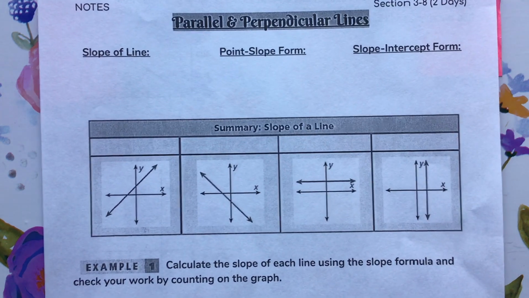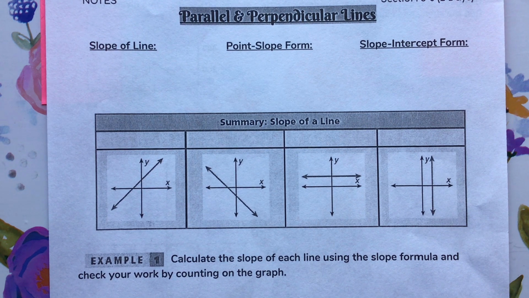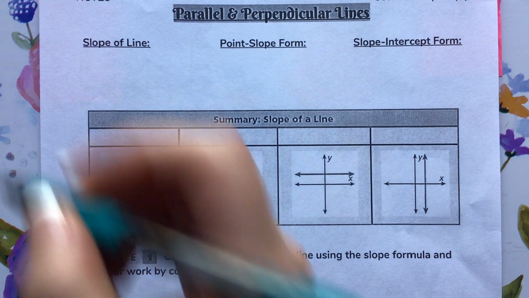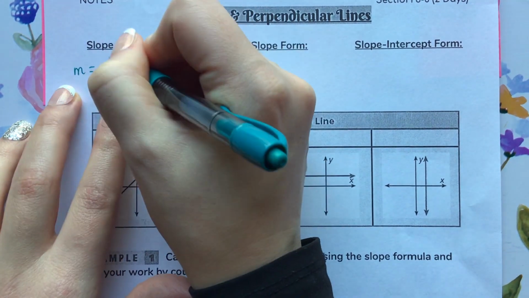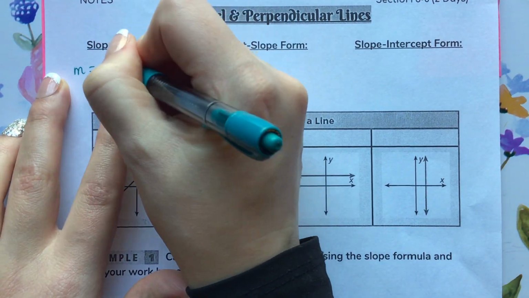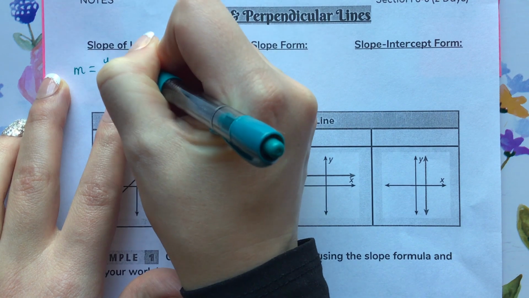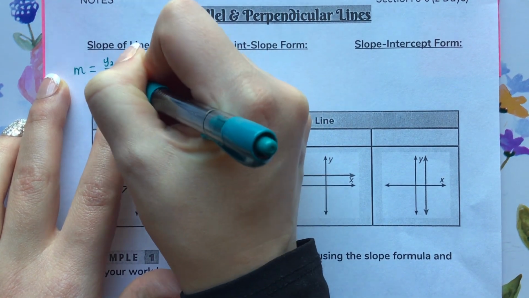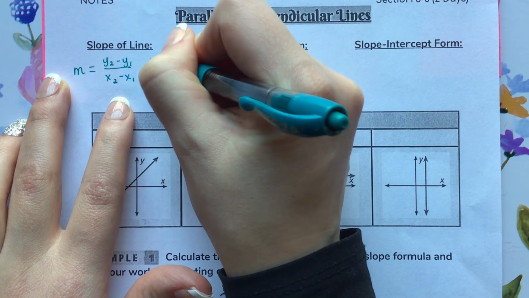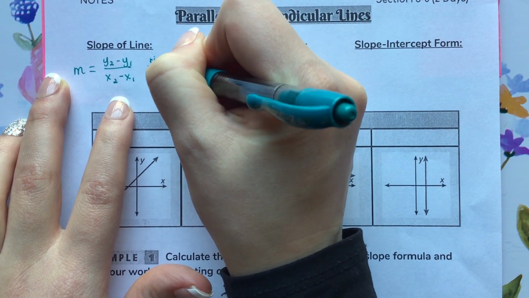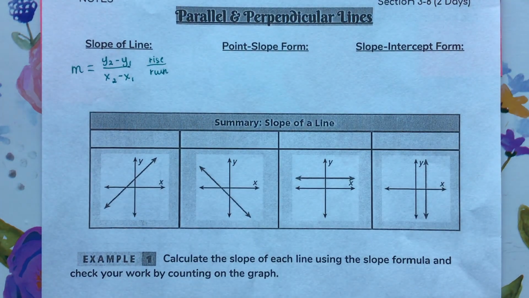Now, we did talk about some of this stuff in yesterday's notes, but we're just going to recap again because I really want to make sure that it's sticking with you. So first of all, the slope of a line is often denoted by the letter m, and the formula for that is y sub 2 minus y sub 1 over x sub 2 minus x sub 1, and that's rise over run.